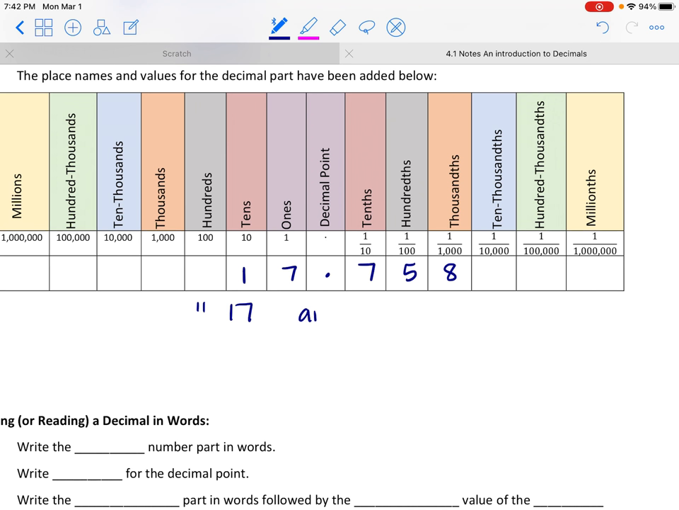So when we are reading this, we're going to call this 17. We're going to read the decimal point as the word and, and then we're going to say 758 thousandths, because that decimal lands in that thousandths place. So that's kind of how you're going to read that, okay?